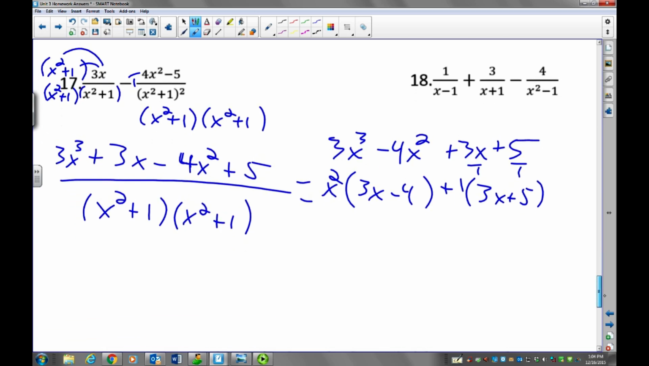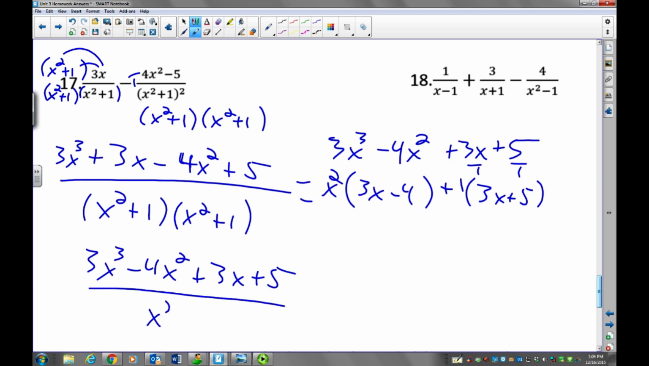Okay, so the final answer for 17 then is just it reordered. So 3x cubed minus 4x squared. We did try to simplify more, but we couldn't there. Next was plus 3x plus 5. Cool. All divided by, and you could write it twice if you wanted to, or you could just write x squared plus 1 all squared again to finish off your answer.